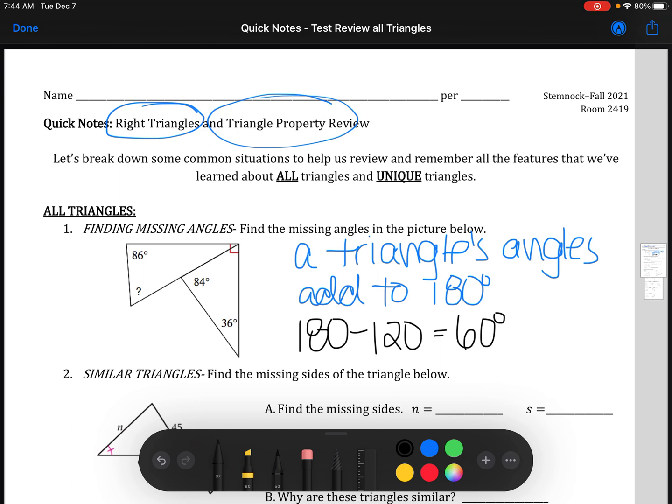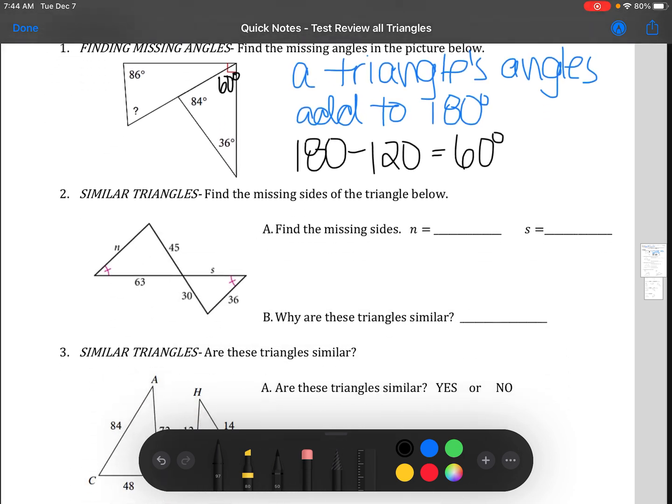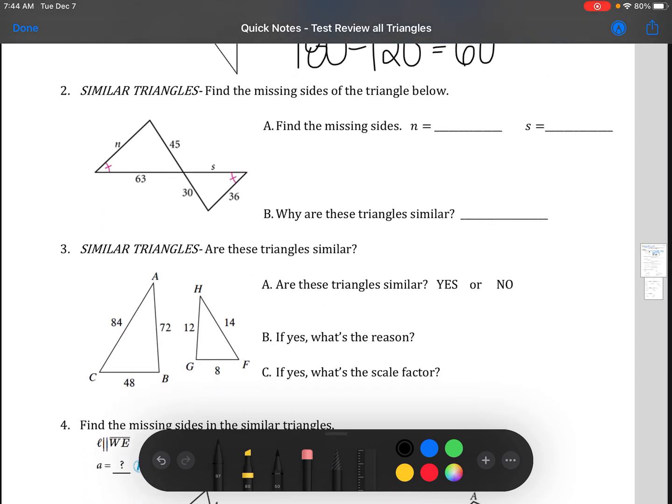So our 60 degrees is going to be this little angle up here. That's going to help us find our next missing angle. I'll let you guys solve the rest of it for part of the homework. Let's pop on over to similar triangles. There's 2, 3, and 4. Those are all similar triangles, just in different ways.